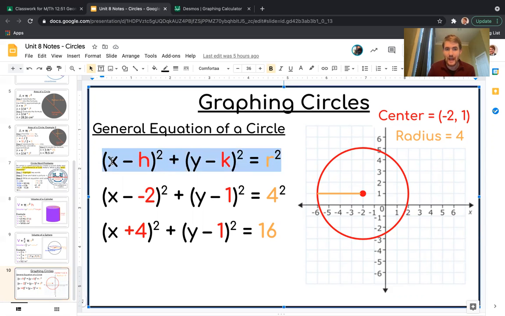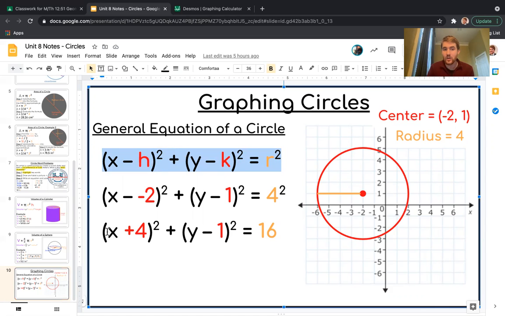Like this: (x minus h) squared plus (y minus k) squared equals r squared. You're going to put in numbers for h, k, and r, and x and y will just stay as x and y.